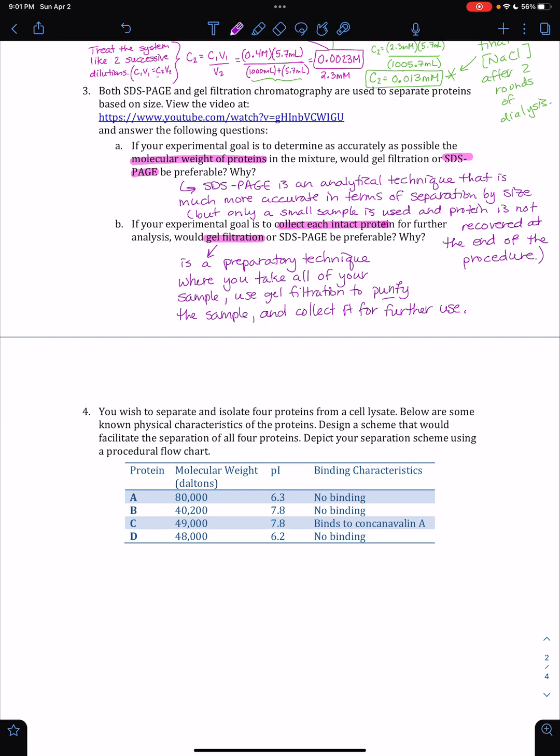So SDS-PAGE you use for analysis because you run a series of standards so you can take measurements and get the exact size of your protein, whereas gel filtration does separate things based on size, but it's not as sharp of a separation. You use more material, but you can collect it. It has the advantage that you collect that material, so you can use that material for other things afterwards. Whereas with SDS-PAGE, the analysis uses up your material.